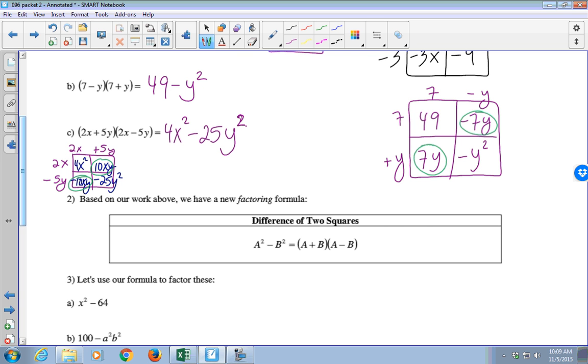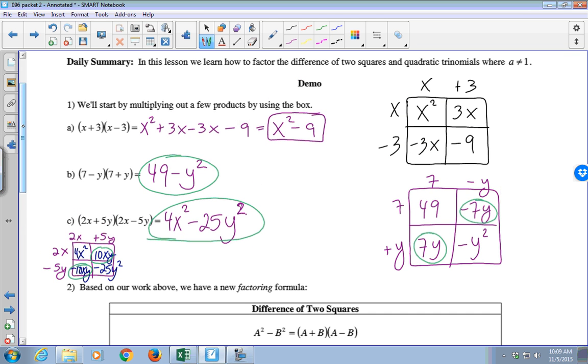So based on our work above, we can try to look at our pattern of what happened and come up with a formula for going backwards, right, for factoring. So if I give you, instead of a multiplication problem, I give you these guys instead, you could go backwards by looking at the pattern that happened in the boxes. Okay, so if we look at x squared minus 9, if we were to go backwards, it factors to x plus 3, x minus 3. And the 3's came from the square root of the 9, and the x's came from the square root of x squared.